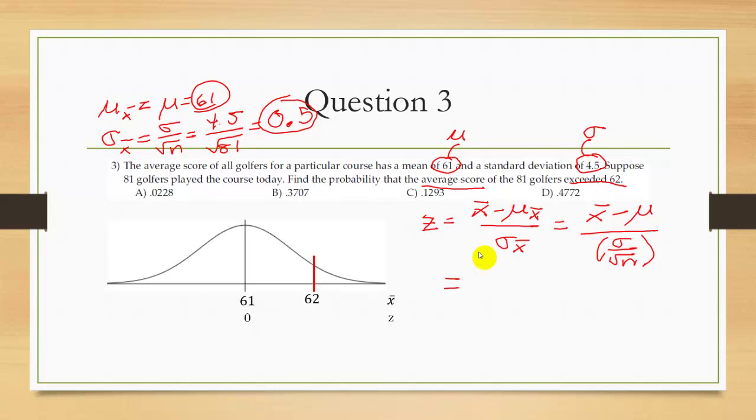Our sample average that we want to find the z-score for is 62. Mu x bar, we already figured, was 61. And sigma x bar is 0.5. So 62 minus 61 is 1. 1 divided by 0.5 is just 2. And again, you can use a calculator for this as well. So the z that I'm interested in looking at is 2. So I'm just going to go to the z table and look up 2.